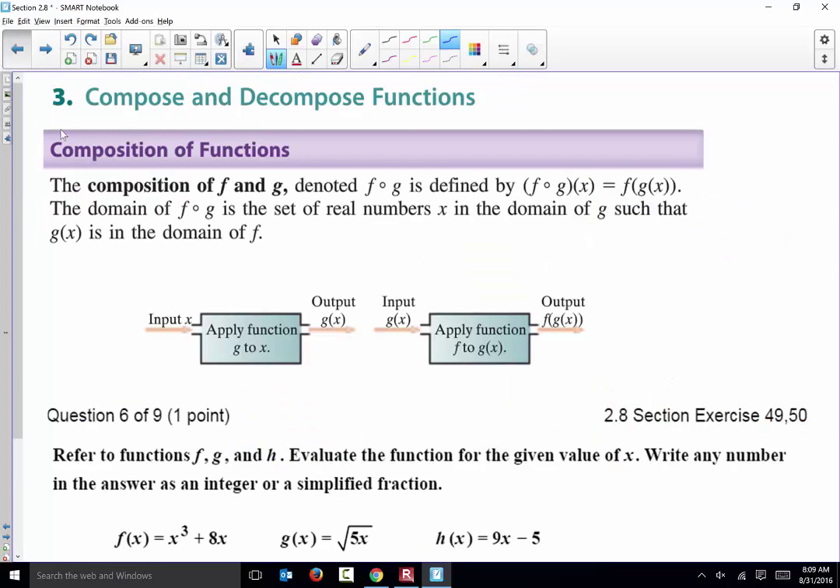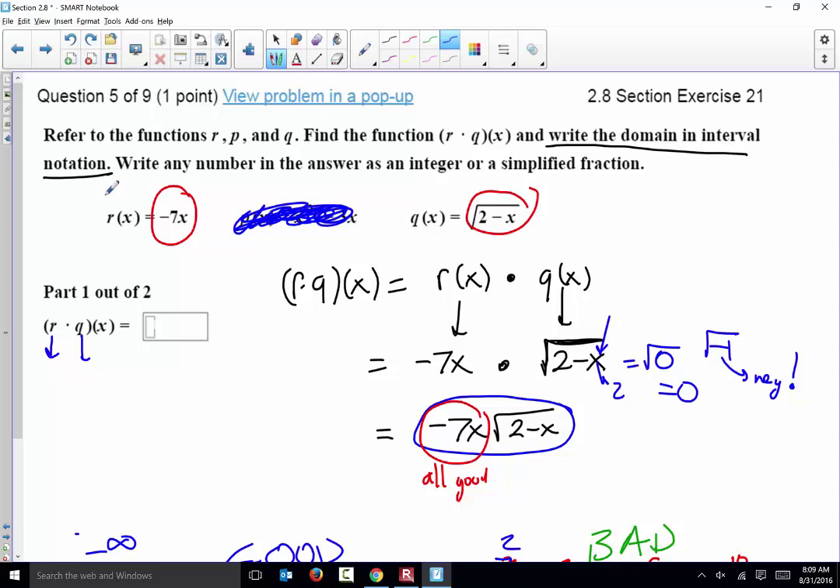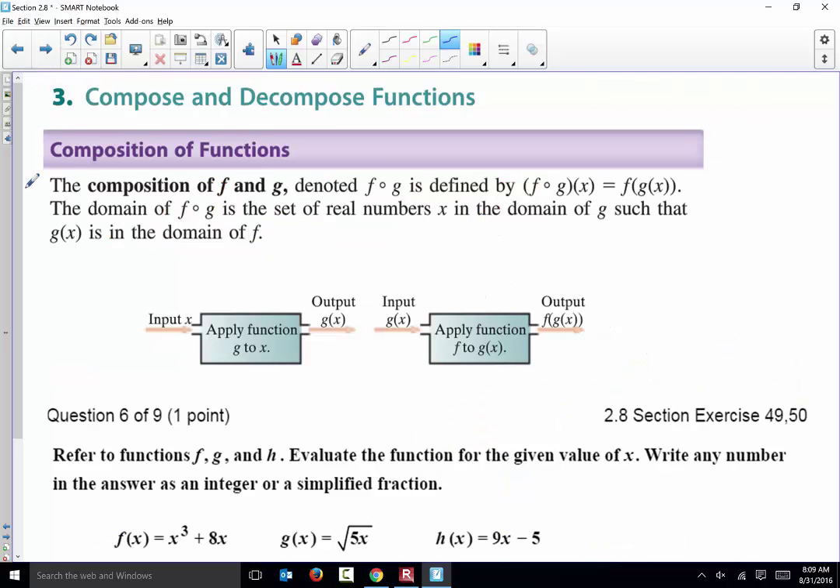We are done with the 4 operations. Any questions? Add, subtract, divide, multiply. Here comes the next one, the 5th and newest operation. And you don't see this in numbers. You can't compose numbers. This is only specific for functions, and this is very important.